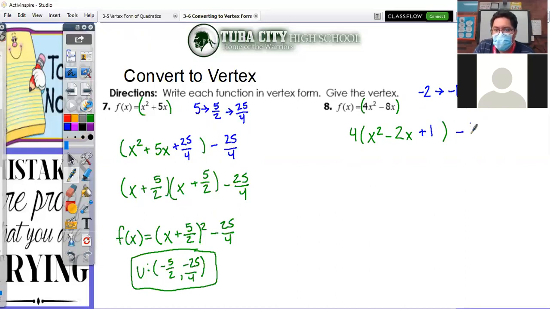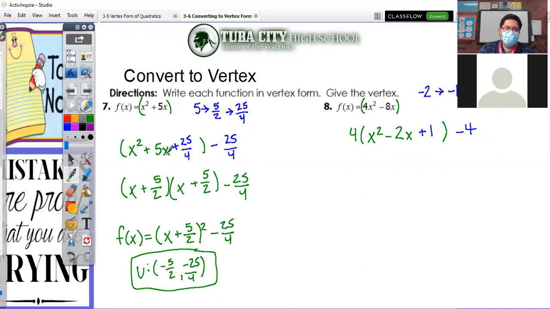Now, I also have to add a -1 here, okay? But again, be careful, because if you have a number on the outside, that means it's not actually 1. It's going to be, in this case, -4, because you have to multiply this number and that number together.